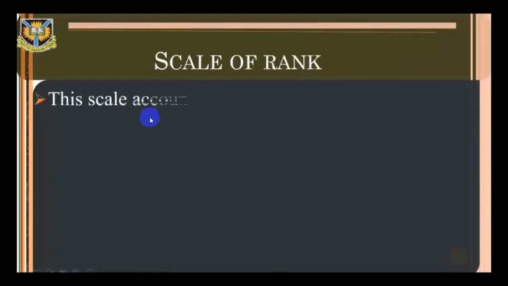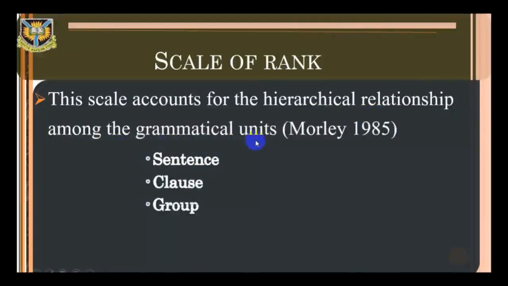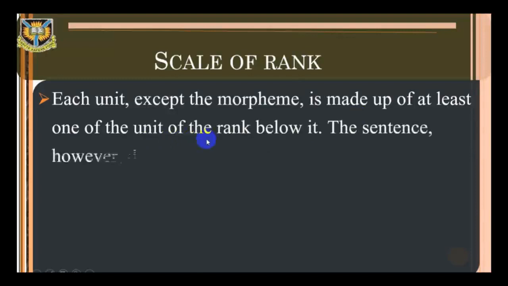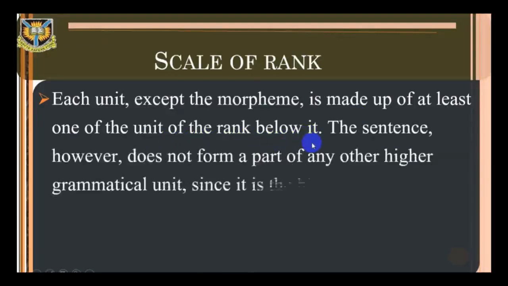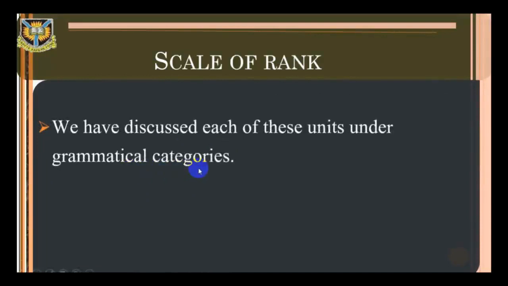Scale of rank. This scale accounts for the hierarchical relationship among the grammatical units. Halliday, 1985. Like you have below: sentence, clause, group, word, morpheme. Each unit, except the morpheme, is made up of at least one of the units of the rank below it. The sentence, however, does not form a part of any other higher grammatical unit, since it is the highest in the hierarchy. We have discussed each of these units under grammatical categories.